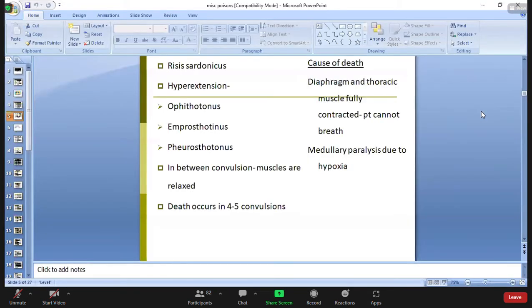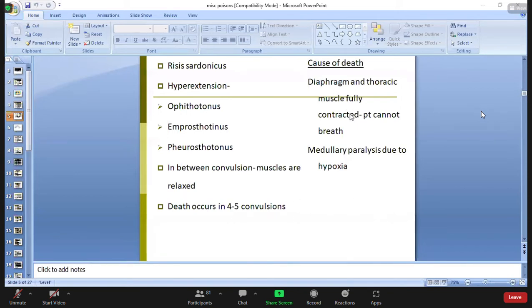Next is hyperextension, where there can be various ways of extension. If it is backward, like a bow, as happens in tetanus, it is known as opisthotonus. If it is forward, it is known as emprosthotonus. If it is sideways, laterally, it is known as pleurosthotonus. This is how it appears. In between the convulsions, muscles are relaxed. If there are around 4 to 5 convulsions, death can occur.